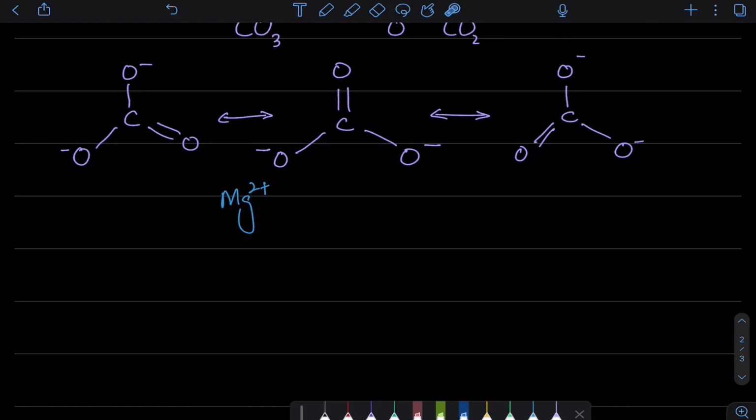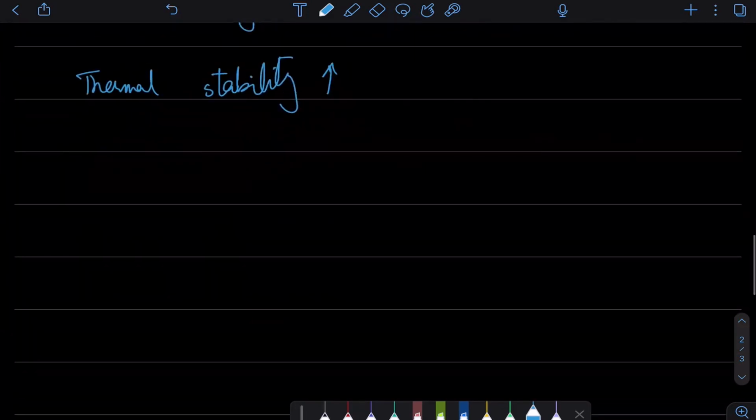But barium, which is a much, much bigger ion, won't be able to pull on this as strongly. और जब वो उतना ज़्यादा strongly उसको distort ही नहीं कर रहा है, तो उसकी वजह से वो bond भी उतनी जल्दी टूटेगी नहीं. So you need to supply a lot of energy before that breaks. So we say that the thermal stability increases. Why does it increase? Because it becomes difficult to break that bond between carbon and this oxygen, which is being pulled. And why is that? Because polarization is decreased.